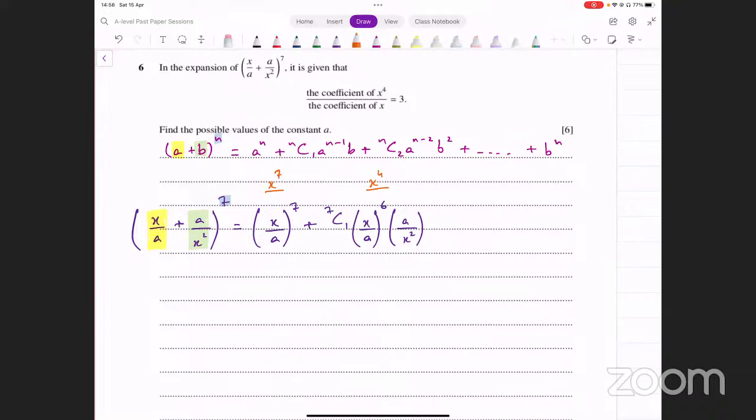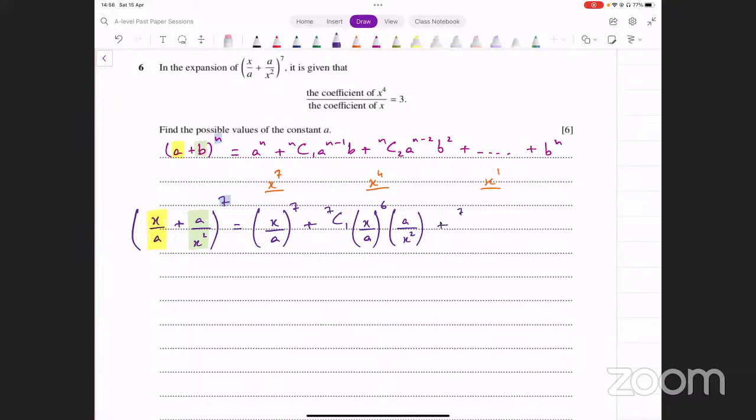Now you know the pattern. First term is 7, second term is 4. These powers are always in an arithmetic sequence. So after this, the next term should be x raised to power 1, and that's the other term that we're looking for. You don't need to go beyond that here.